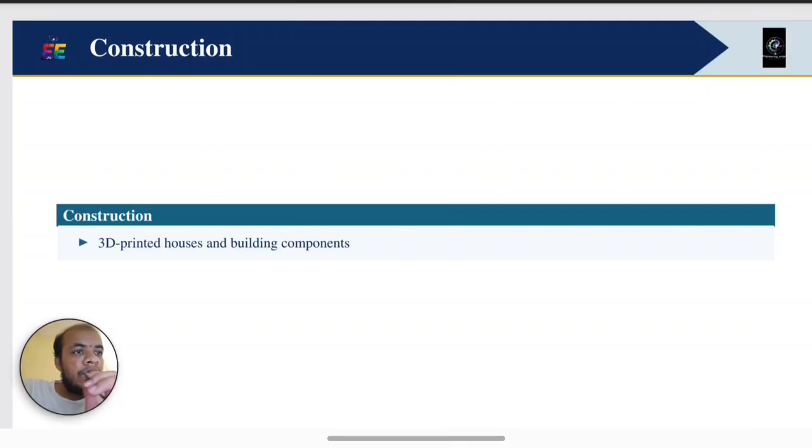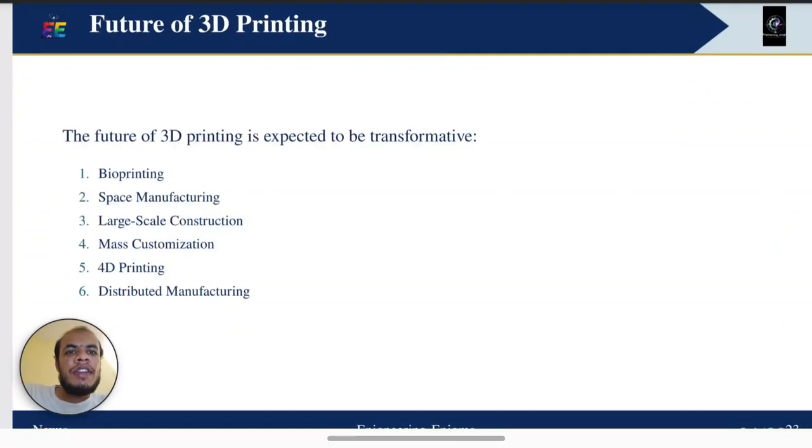By using 3D printing, they have started constructing buildings. Already I think some projects are there, I will be naming them in future classes, that have already been started by using 3D printers. So this is the future of 3D printing, expected to be transformative. Researchers are working on bioprinting, space manufacturing, large scale construction, mass customization, 4D printing, and distributed manufacturing. So these technologies may completely transform the way products are designed and produced.